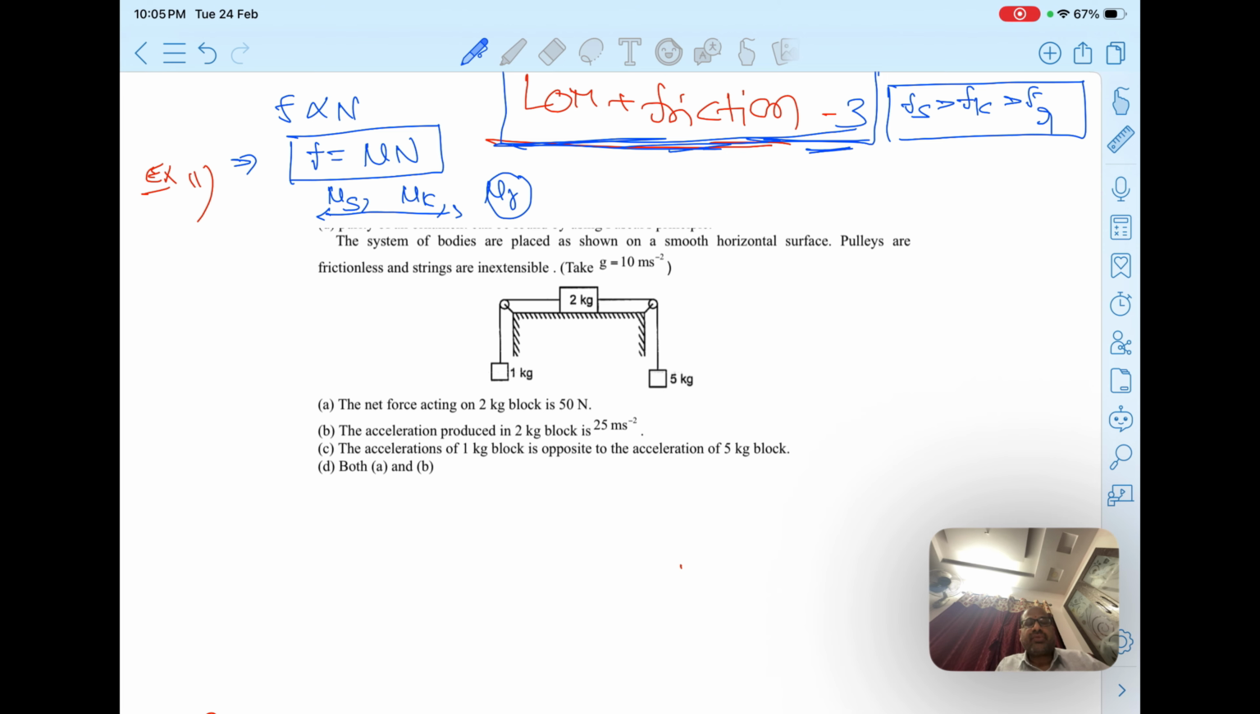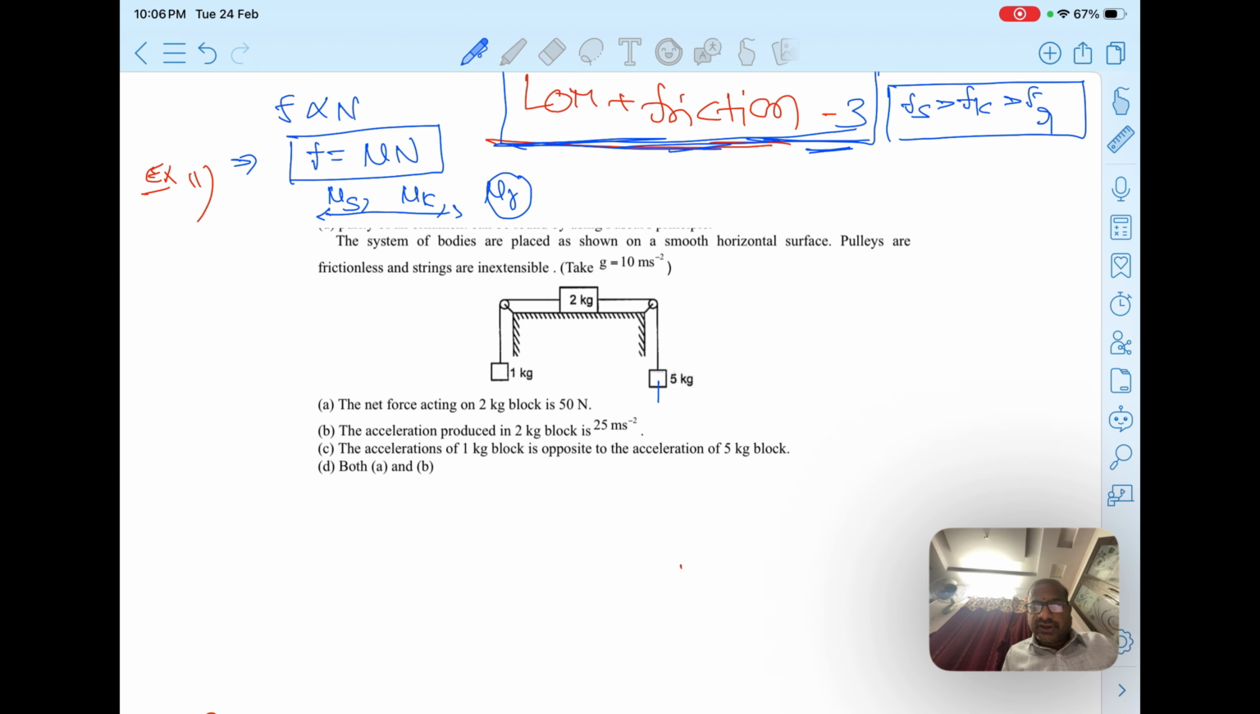Now see the question. The system of bodies is placed as shown on a smooth horizontal surface. Pulleys are frictionless and strings are inextensible. Take the value of g as 10. He's asking for the net force acting on the 2 kg block; he's saying it is 50 Newton. Now draw the FBD. What is FBD? The diagrammatic representation of all the forces acting on the body is what we call FBD.